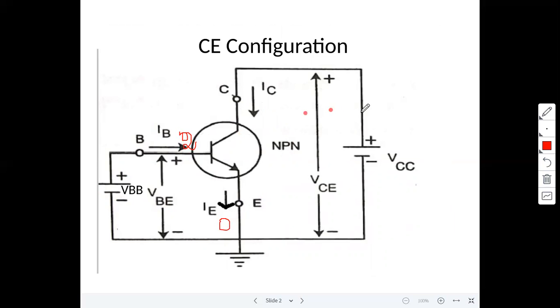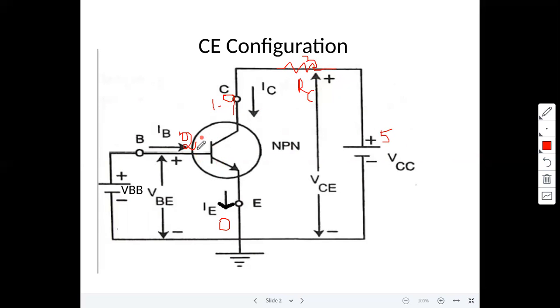And suppose this one is 5 volts. Here I have connected a resistor, so there is a drop across this resistor. Now the collector voltage reduces. Suppose this collector voltage is 1.9 volts. The remaining is the drop across this resistor. How much drop across this resistor? Approximately 3 volts drop across this resistor.